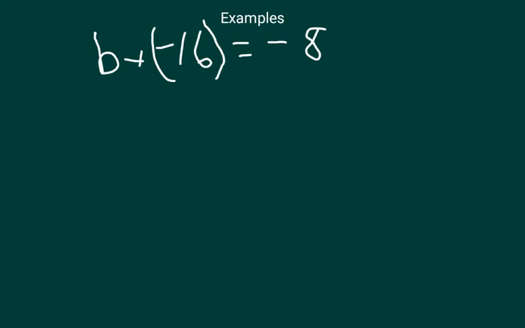Okay, I've got a little bit of a tricky problem. I know it's tricky because it's the third time I've done this slide. So we are doing b plus -16 equals -8. If we want to use inverse operations, we would have to subtract the same number, -16, and do that to both sides.